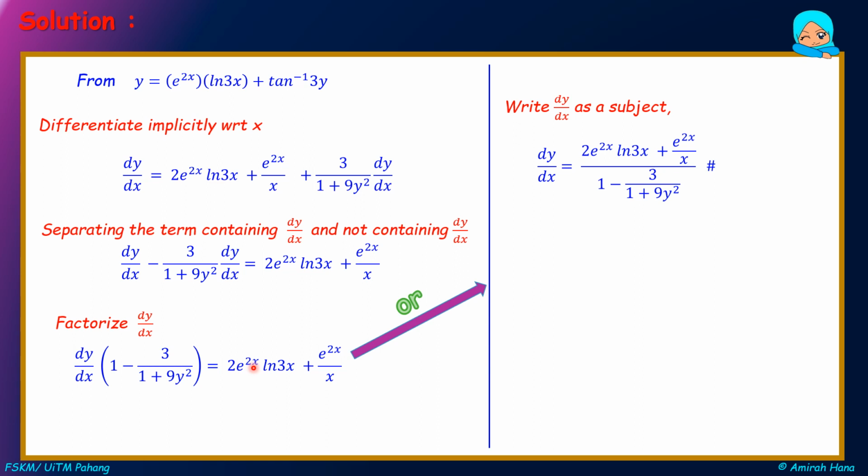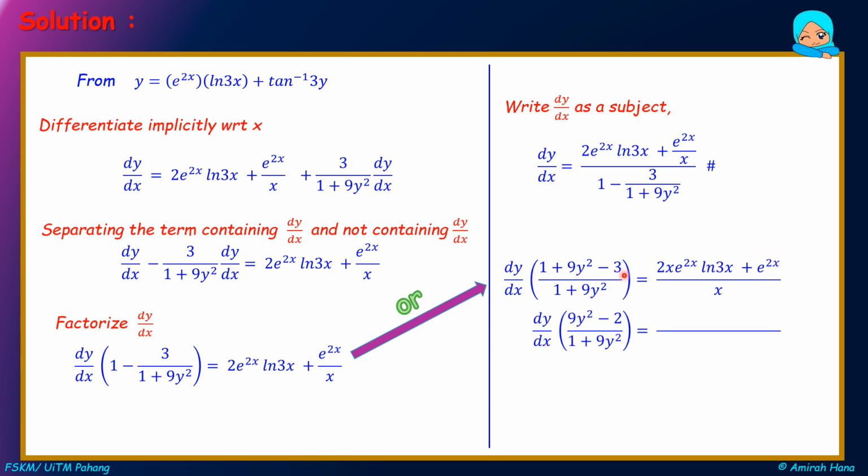Or from here, we can standardize the denominator, because in this answer we have a fraction in a fraction, so it looks quite messy. So let's say from here, we want to standardize the denominator first. We standardize the denominator here, and here. And then we simplify 1 minus 3 equals minus 2 here.